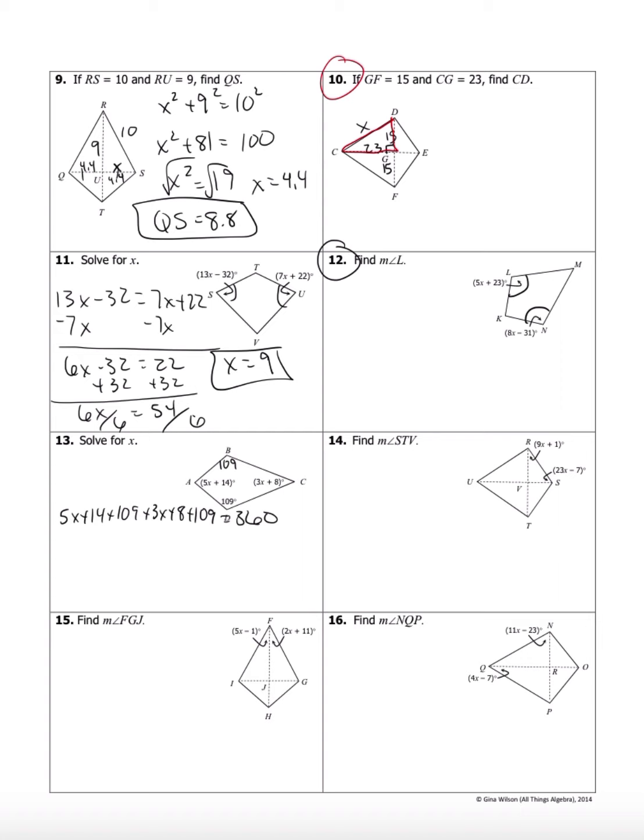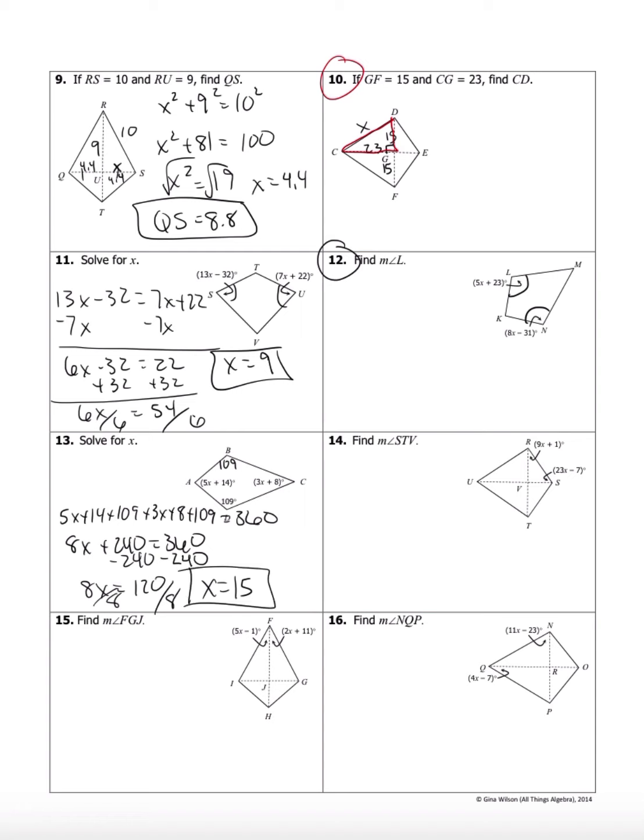All right, I'm going to get my calculator out for that one. So I'm going to do, on my calculator, 14 plus 109 plus 109 plus 8. So I have 8x plus 240 equals 360. Subtract 240. Okay, 8x equals 120. Divide by 8. X equals 15. I'm just finding x on that one.